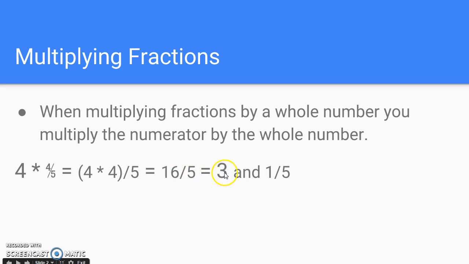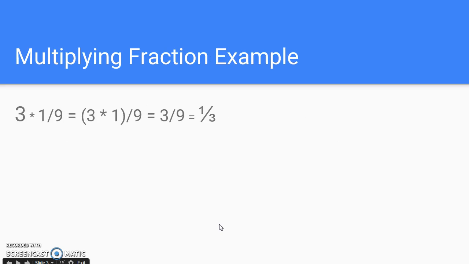So 5 goes into 16 3 times, which gives you your whole number, leaving you with the remainder of 1, and then you put that over 5. All right, the reason why we multiplied the whole number times the numerator only is that the whole number doesn't have a denominator. So therefore, we're just multiplying the whole number times the top number, and then you keep the denominator the same.